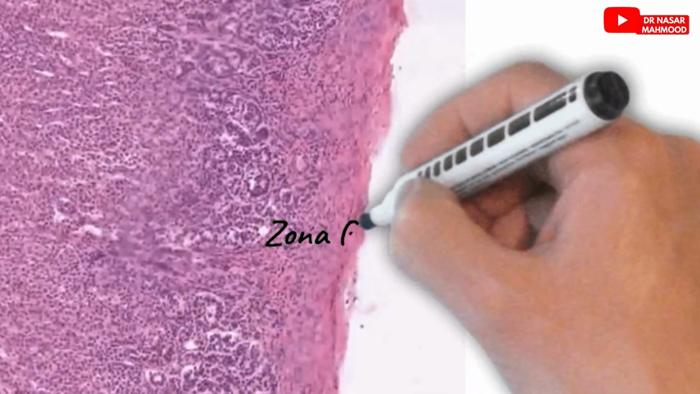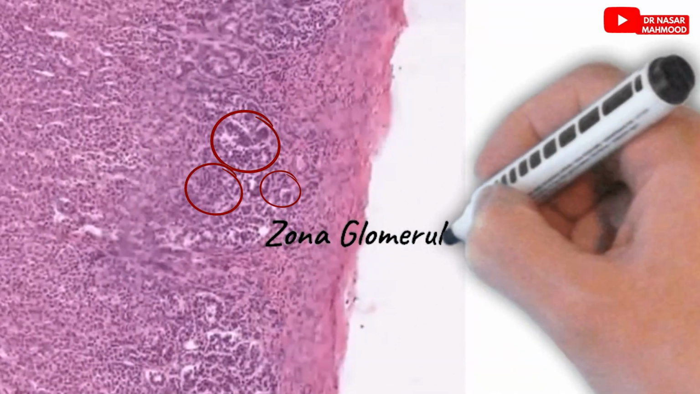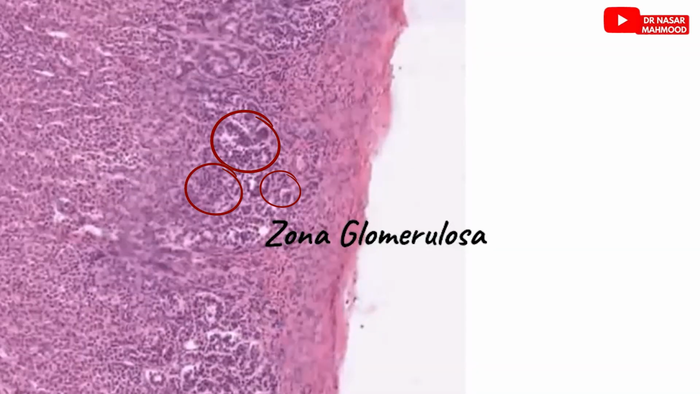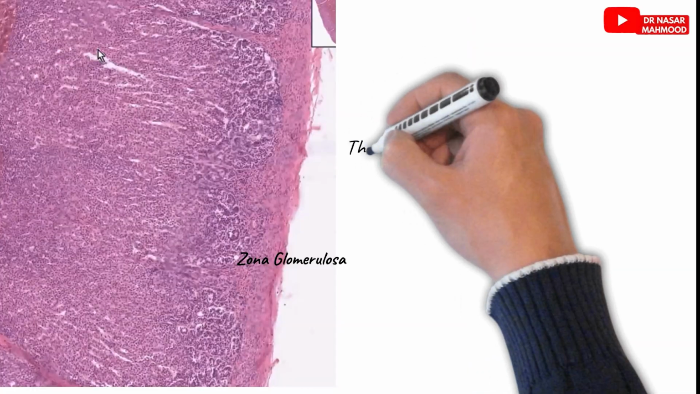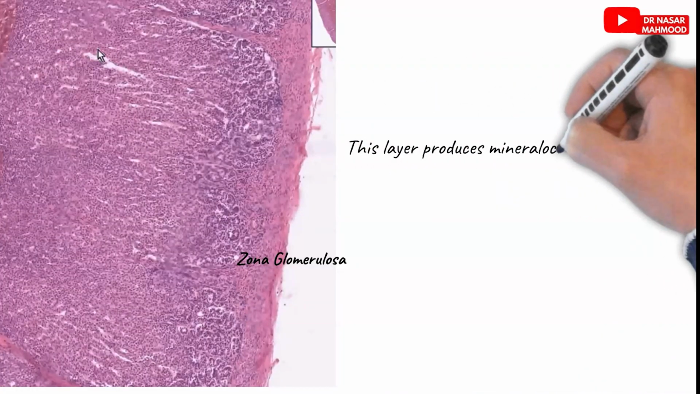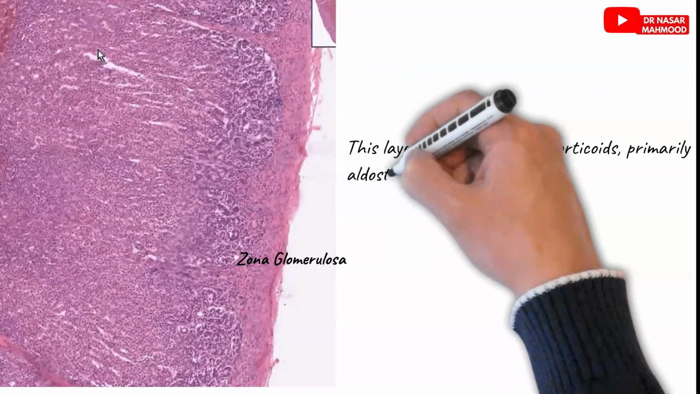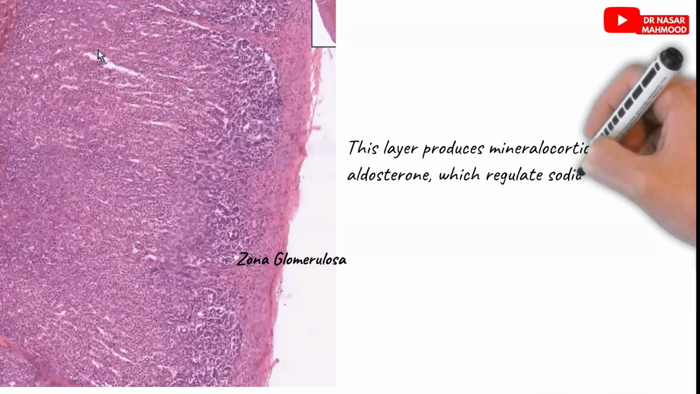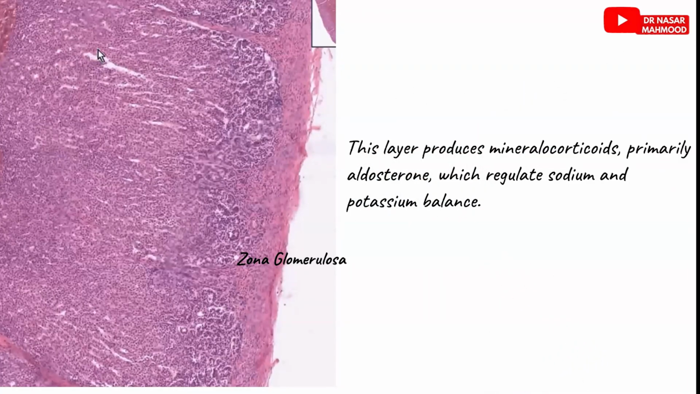The most superficial layer is the zona glomerulosa. The cells here form small clusters or rounded groups. This layer produces mineralocorticoids, primarily aldosterone, which regulates sodium and potassium balance.